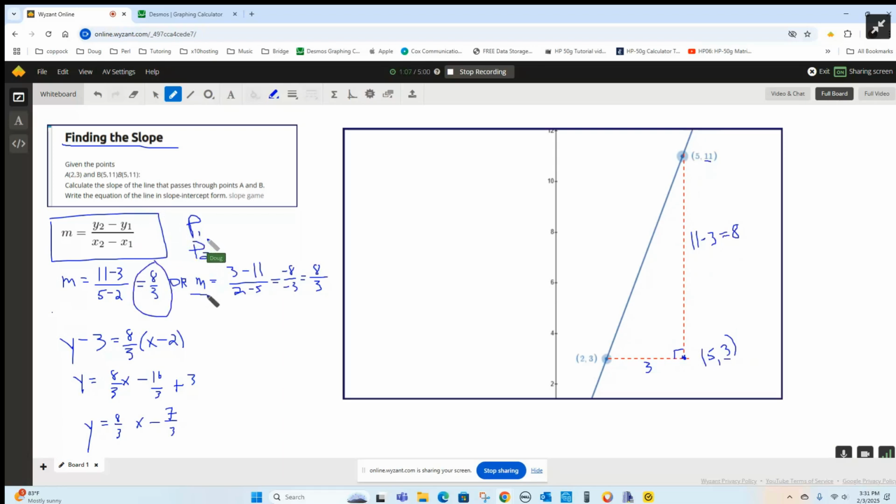You could do it this way. Designate the (2, 3) as point 1 and say 3 minus 11 over 2 minus 5. And you get negative 8 over negative 3, which is still 8/3.